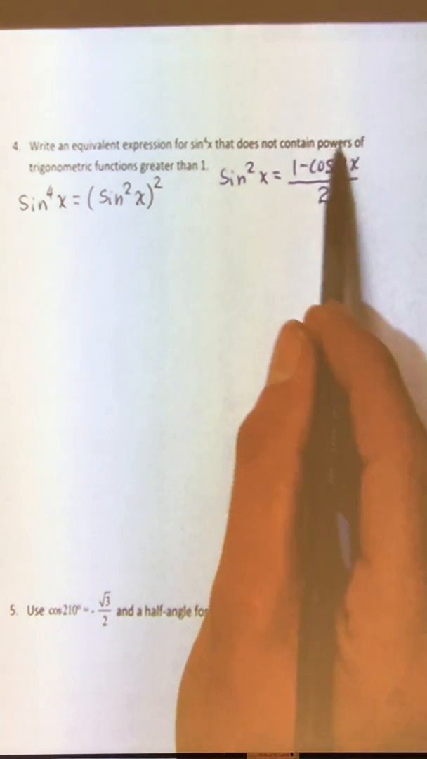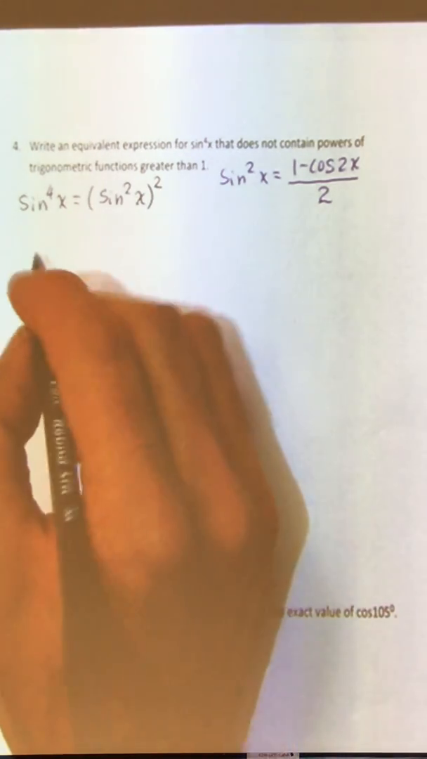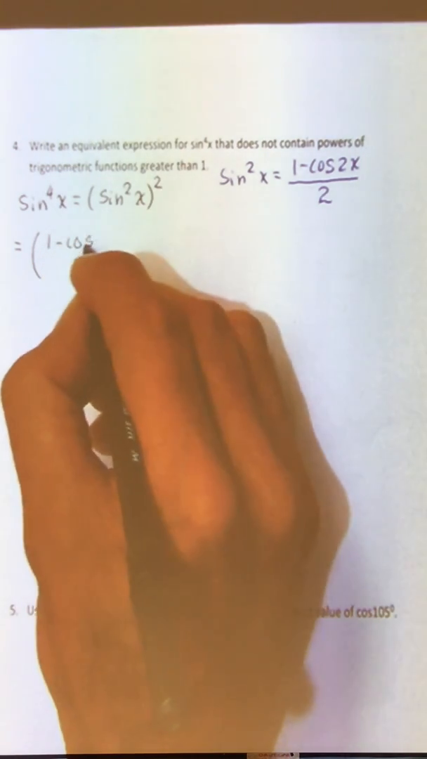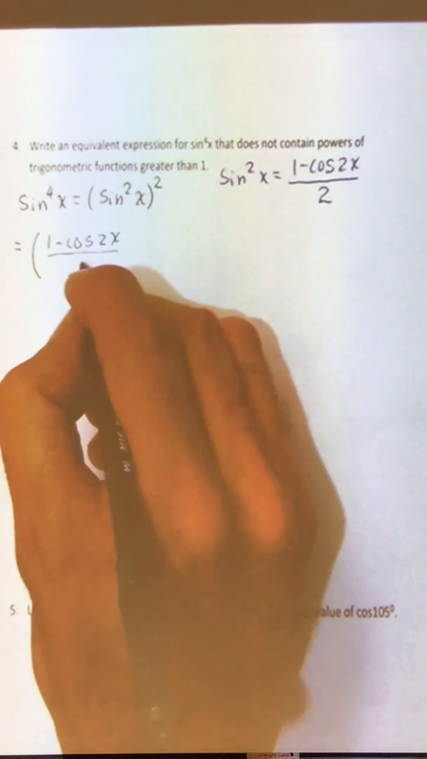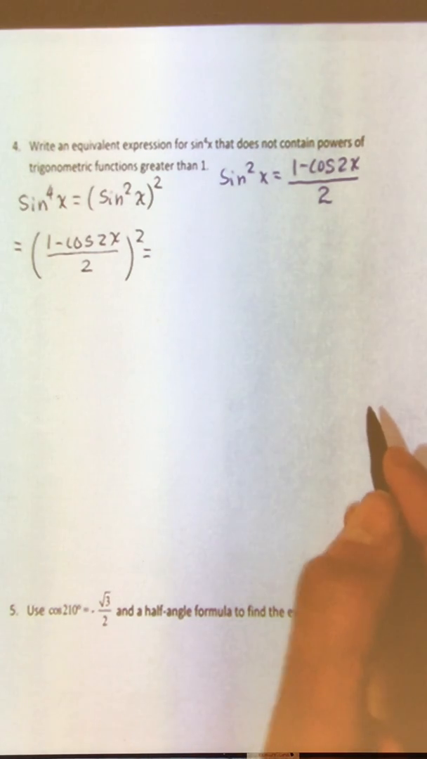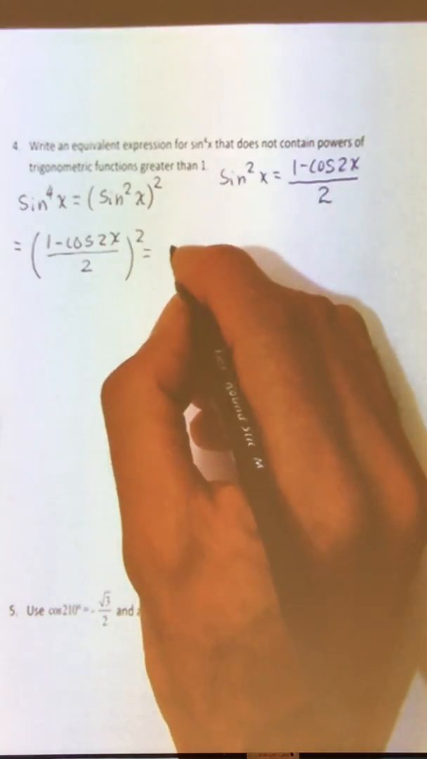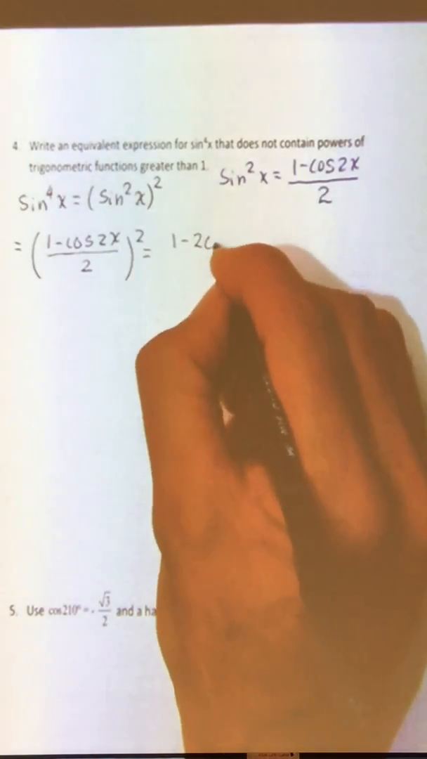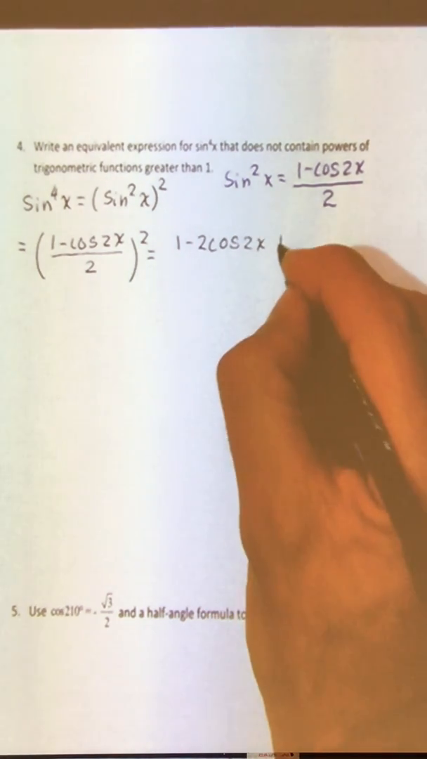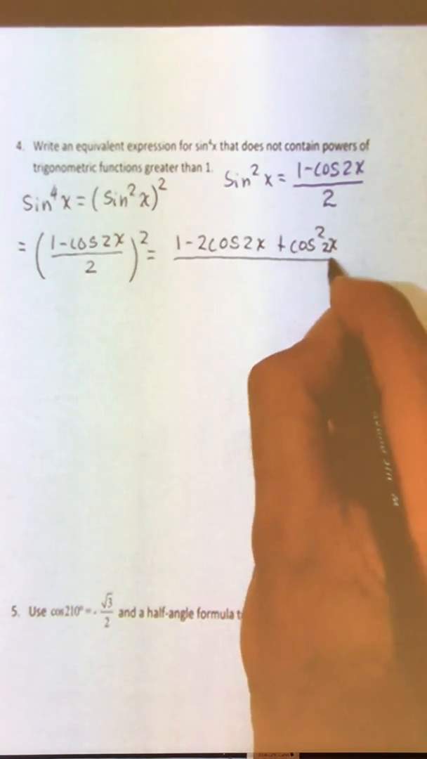We'll then substitute this right into here, and then we'll work out the square and see what results. So we'll have 1 minus cosine of 2x, all divided by 2, and that needs to be squared. Squaring the top and the bottom, so carefully squaring the top, full expansion, this is first, outside, inside, last. You get 1 minus 2 cosine 2x plus cosine squared of 2x. Squaring the bottom gives us a 4.